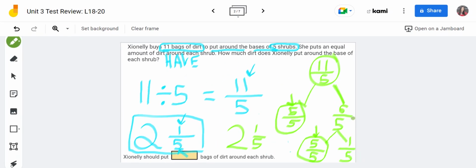So no matter which way you solved, whether it be making a web or dividing, you would know that Cianelli would put 2 and 1/5 bags of dirt around each shrub. I hope this helps.